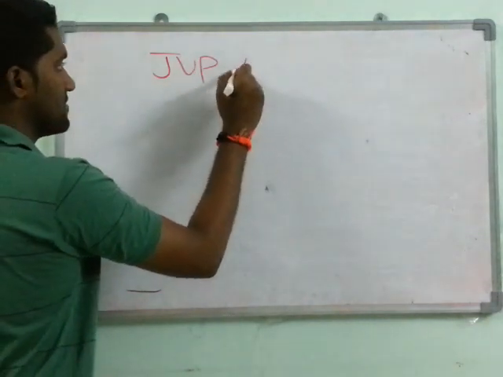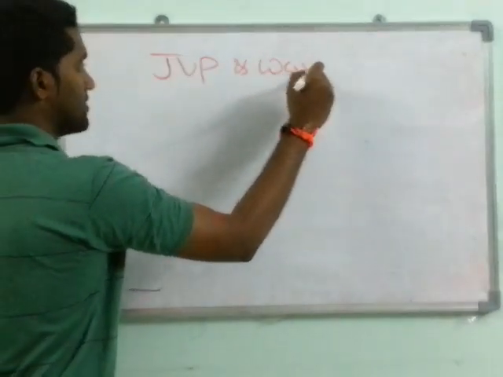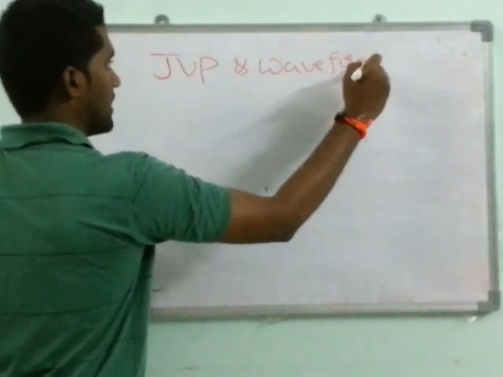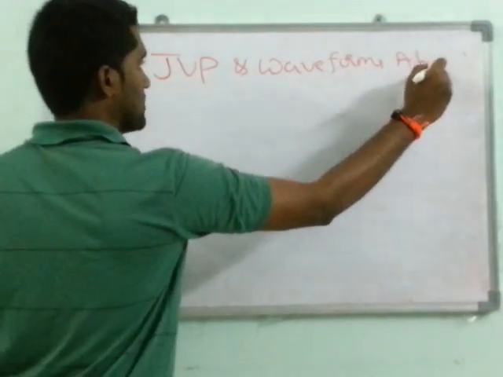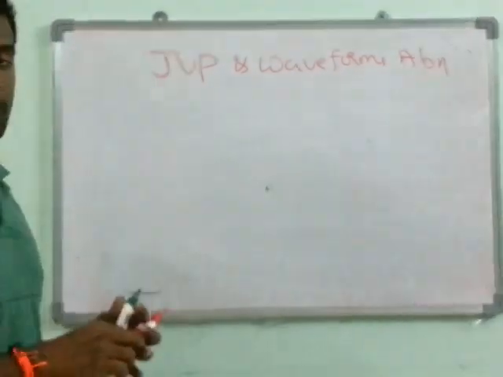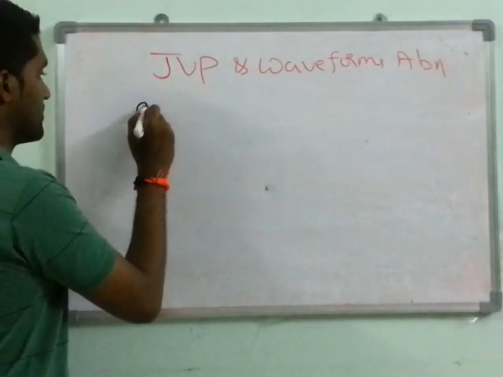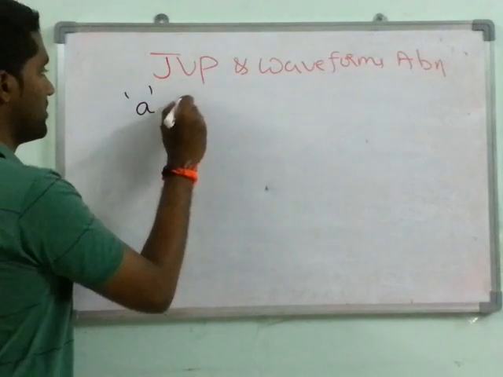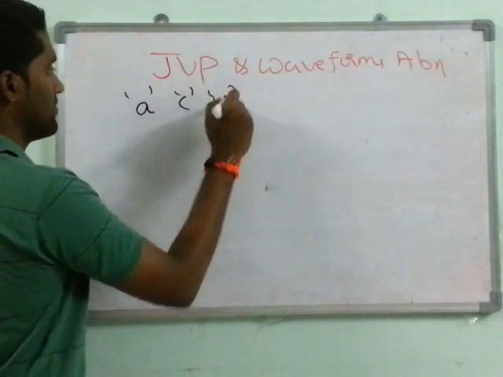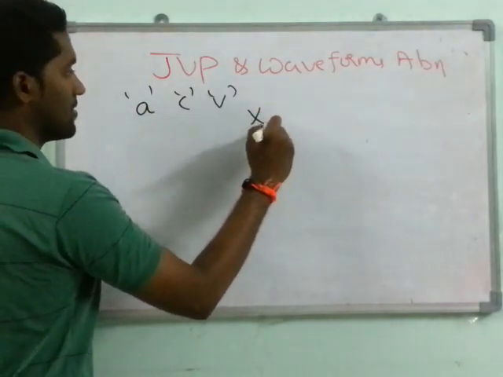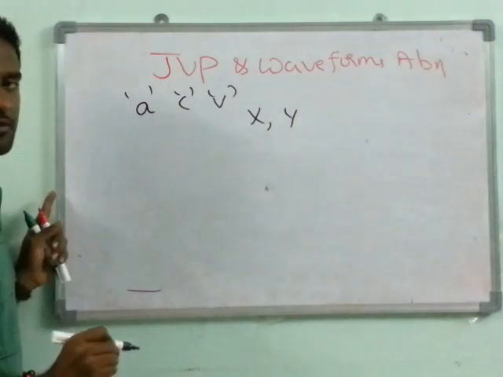The topic of discussion is JVP and its waveforms and the abnormalities. Now let us see the waves in JVP. A JVP consists of positive waves, the A wave, C wave and V wave, and negative waves in the form of X descent and Y descent.